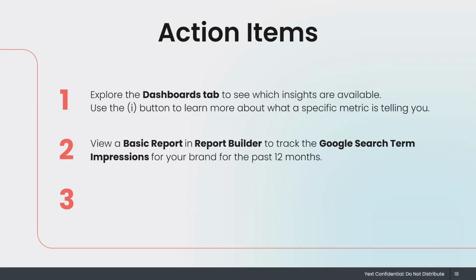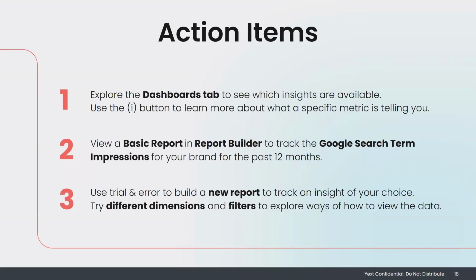View a basic report in the report builder. If you remember, the report builder is the next tab. The basic reports are all on the left. They're like default reports. You could track the Google search impressions, as I showed you, for your brand for the past 12 months. You can see month-on-month trends. You can drill that down even further if you wanted to.